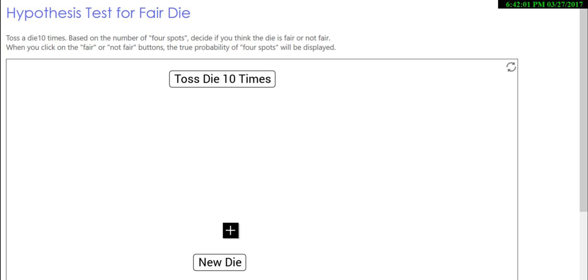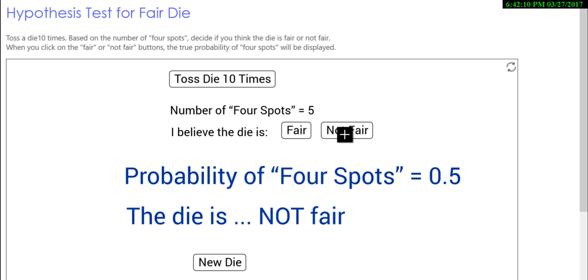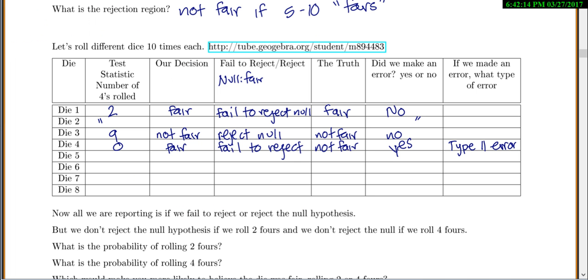Let's see. Hopefully we can get a type 1 error so we can compare. This one has 5 4s, and 5 to us says not fair. And this die was not fair. So fill that in. So 5 means not fair. And so if it's not fair, we would reject the null because we believe it's not fair, and in truth it was not fair. So we're doing good.